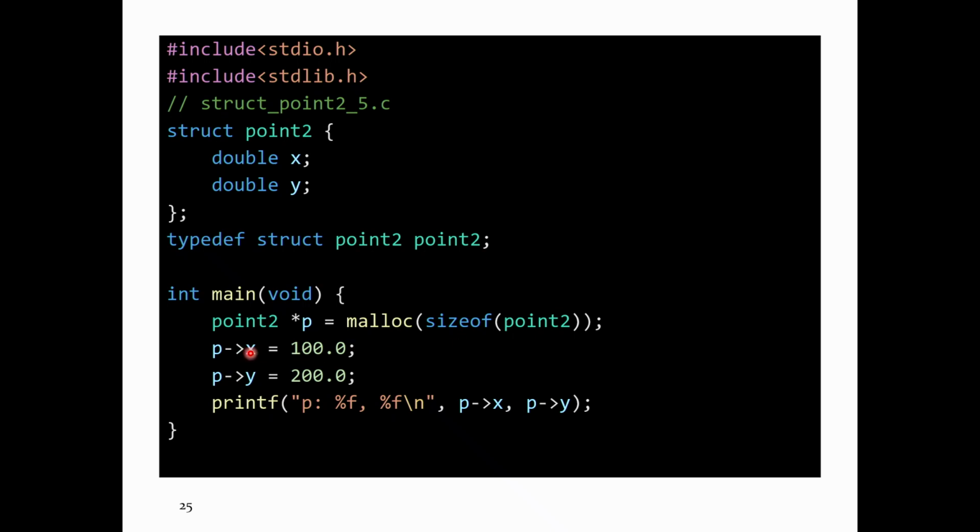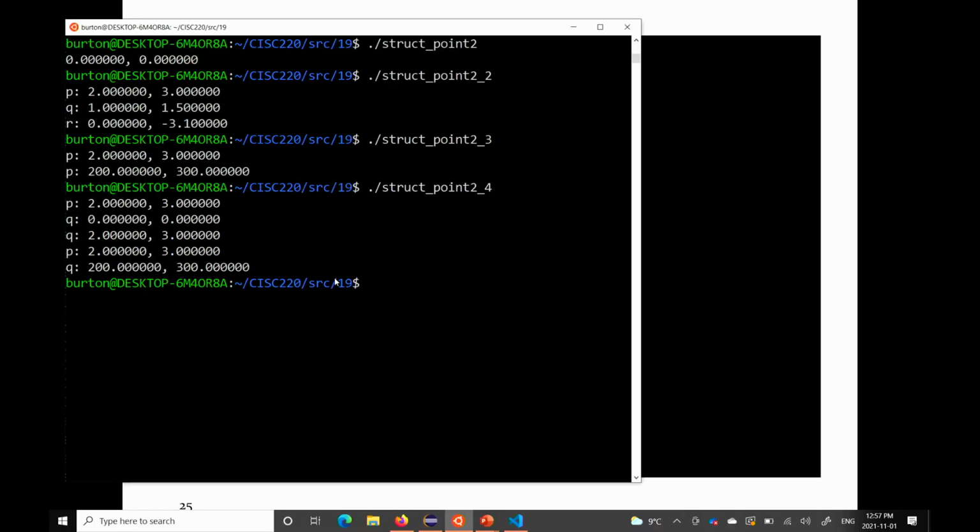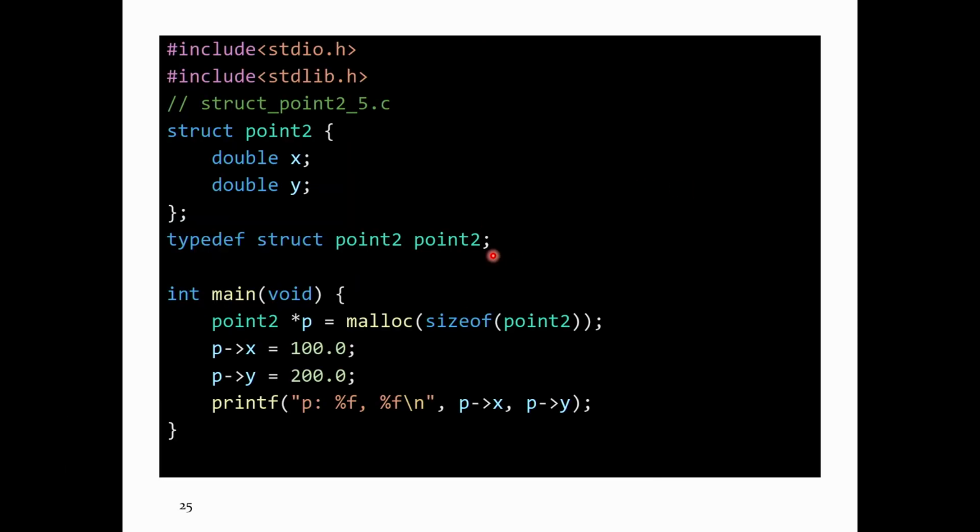Now remember, when you use malloc, the memory is uninitialized. So the coordinates of that point could be anything. If you tried to write p->x and p->y, you could get anything. So instead, I assign values to them and then print them out. Notice that p is a pointer in this case, so to get access to the members, you have to use the arrow instead of the dot. So this is going to print out 100, 200, which isn't surprising. Okay, so you can use malloc to get space for a structure.